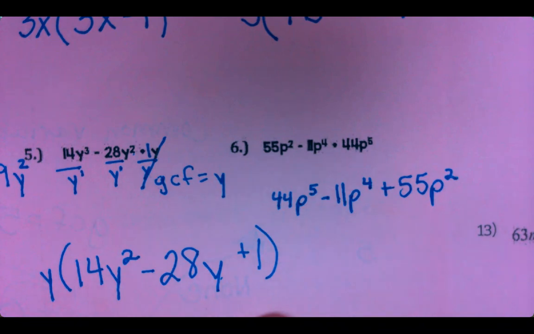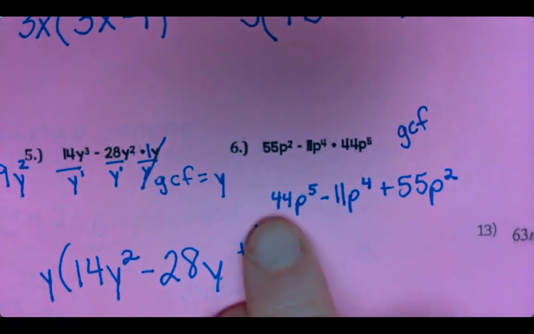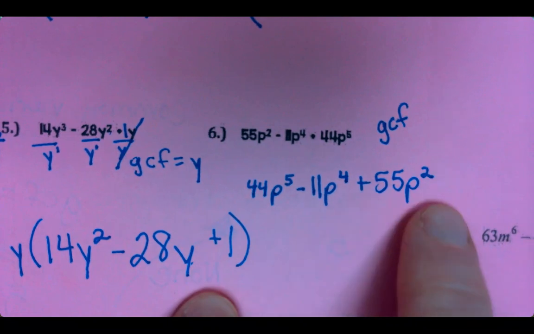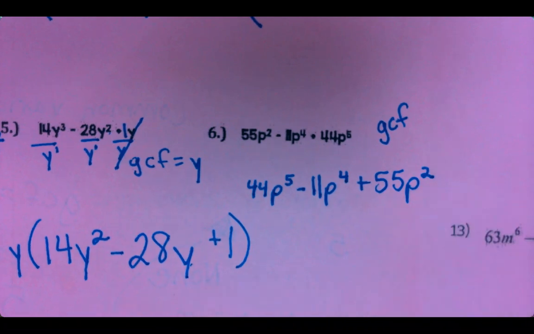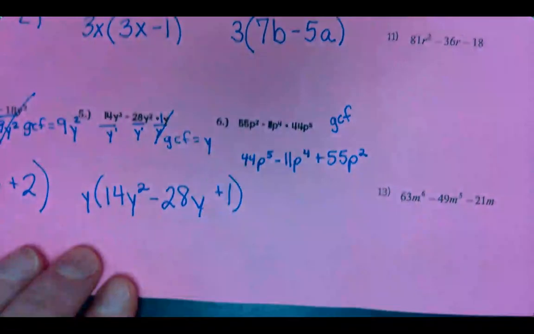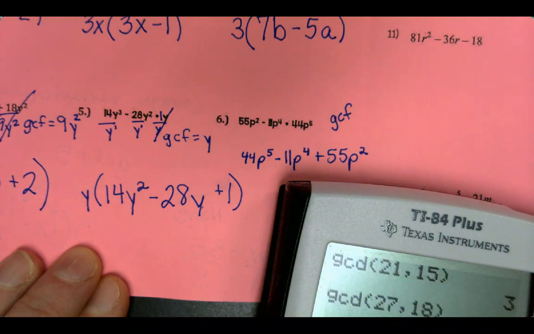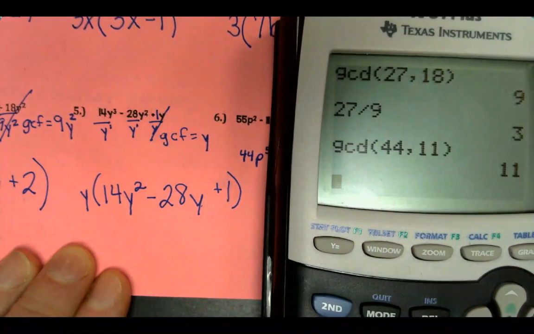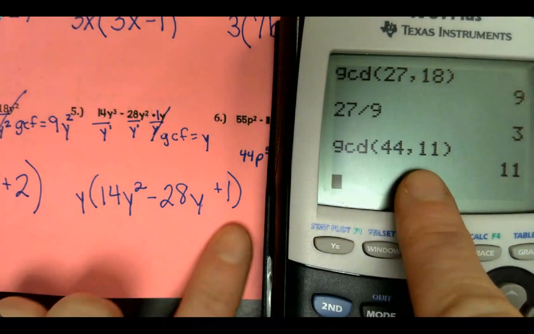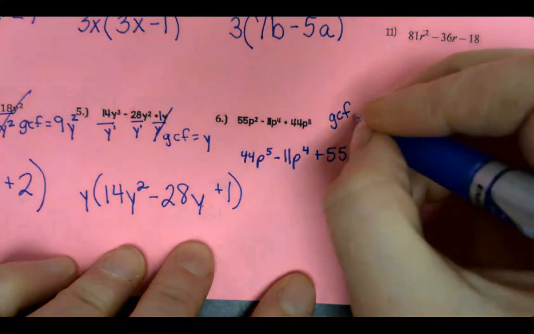Then we look at our numbers, our GCF. So think about these numbers, 44, 11, 55. 11 will divide evenly. So on the 3 terms, you can only do 2 numbers at a time in the calculator. So what I could do is do GCD 44, 11. And that gives me 11. Then I could make sure that that also goes with 55. And it does, because 5 times 11 is 55. So it's 11.